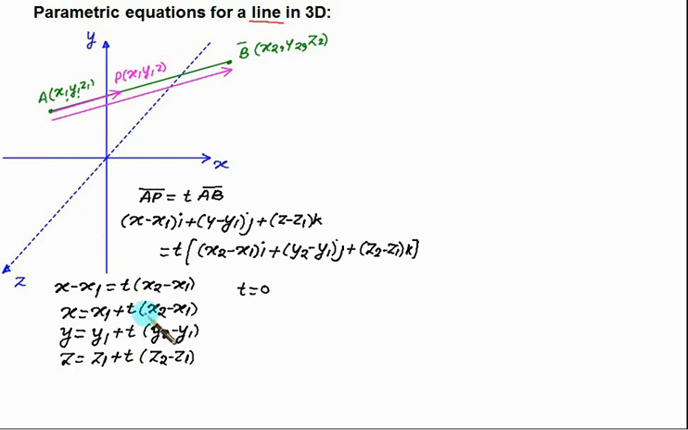Now if we put T equal to 0, we will get x equals x1, y equals y1, z equals z1. That is, P is the same as A. And if T is equal to 1, we will get x equals x2, y equals y2 and z equals z2. That is, P is equal to B. So these values are always fixed. At T equal to 0 we have the start point, and at T equal to 1 we have the end point.